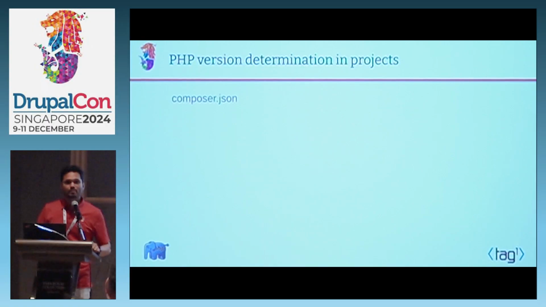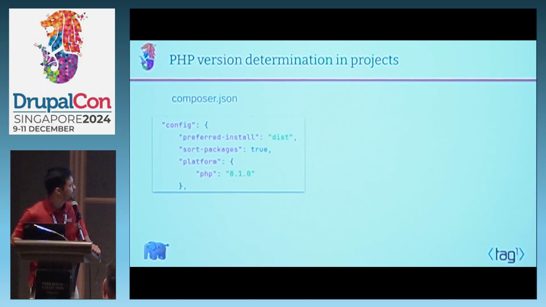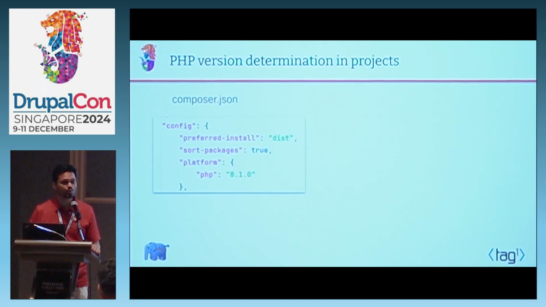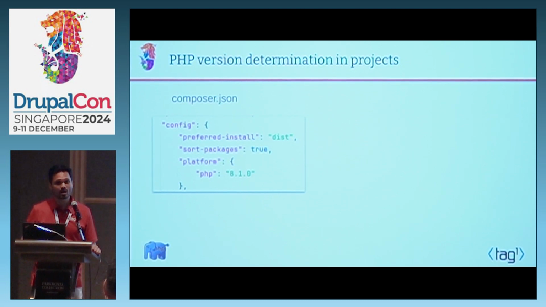So how is the PHP version determined in projects? It is determined with the composer.json file, and the first way in which you can provide the PHP version is with the config key inside the composer.json. This is a piece of composer.json from Drupal core. As you can see, under the platform key, the PHP version is 8.1.0.